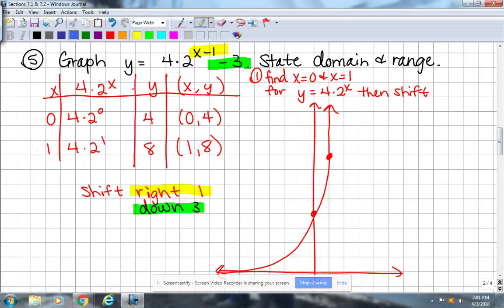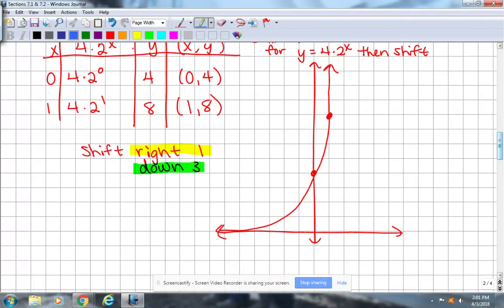So I'm going to graph the correct answer in blue. I'm going to go right 1, down 3 with both of these points. So right 1, down 3: 1, 2, 3. And then right 1, down 3: 1, 2, 3. And also your asymptote's going to go down 3 as well. So where our asymptote is at 0, our asymptote's going to be at -3. So something like this would be our new one.